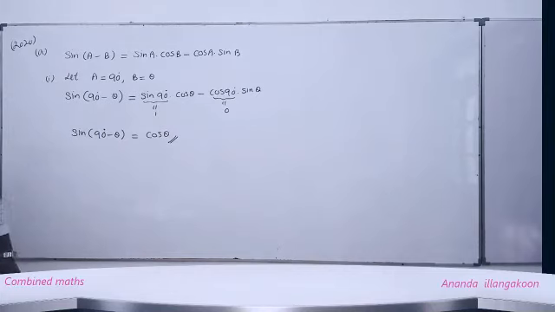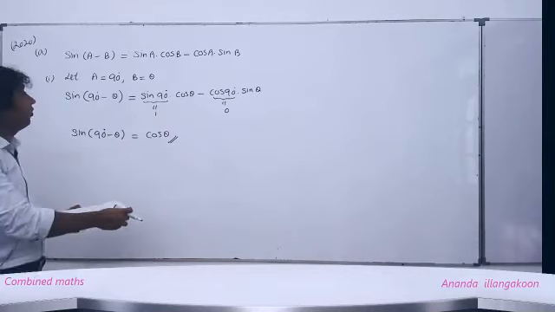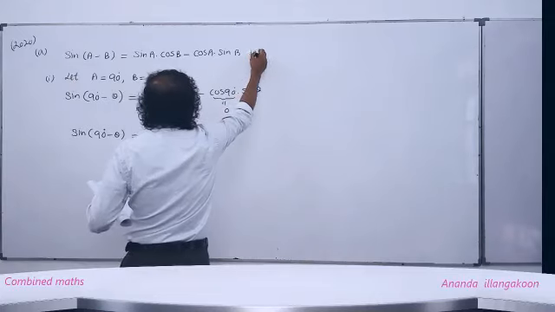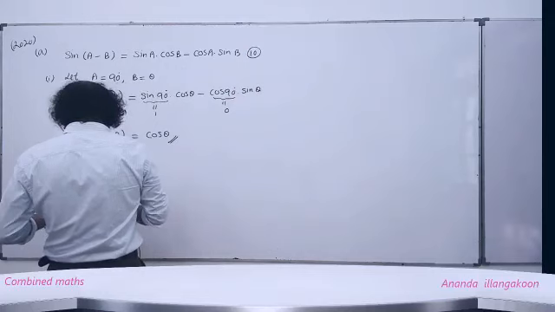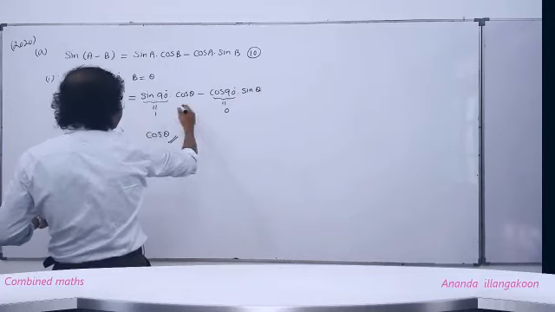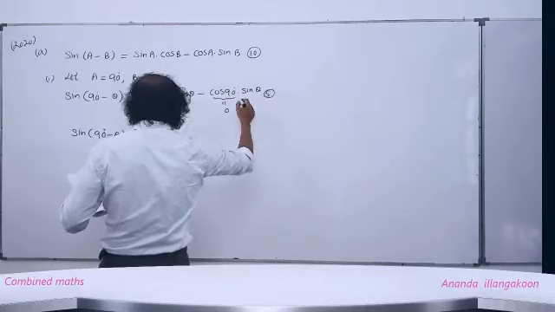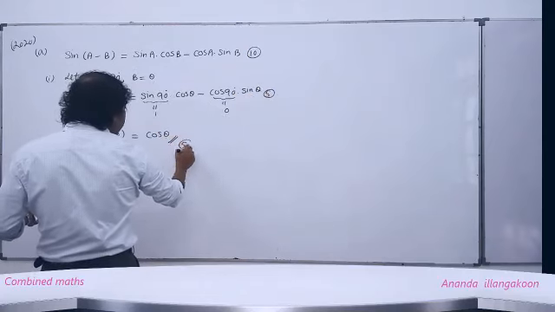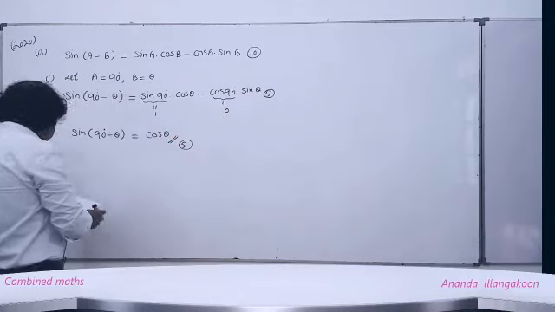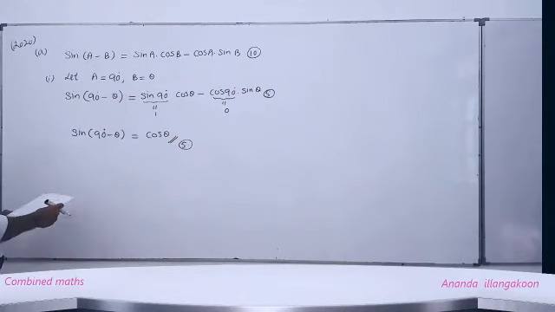And people, now the marks come in like this. Writing this sine A minus B formula like this, 10 marks here. Selecting the angles this way and writing this, 5 marks. And getting this one, other 5 marks. That is the first part.